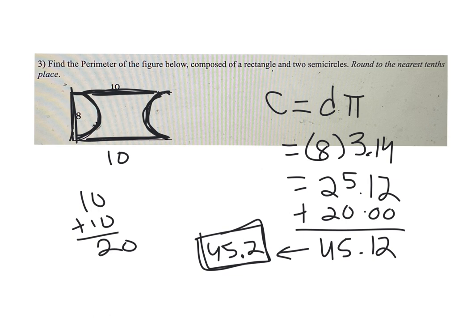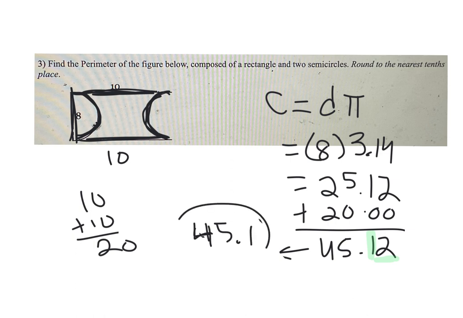Okay, and I rounded that wrong. Let's fix that. If we round it to the nearest tenths place, the tenths place is the first digit after the decimal. So since the number in back of that is 2, it's too small to round up. So we're going to keep it at 45.1. So 45.1 is our final answer.